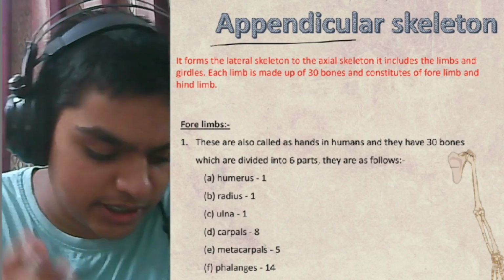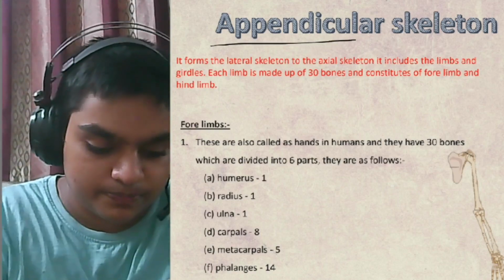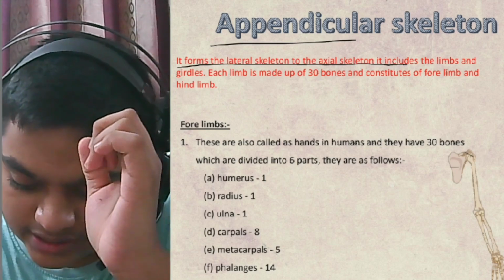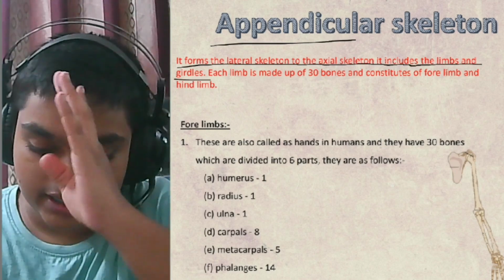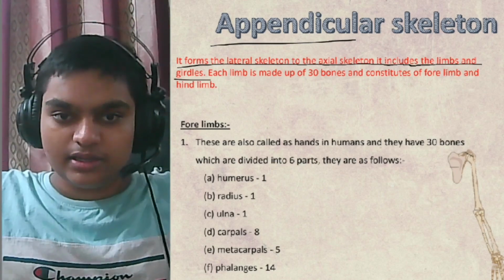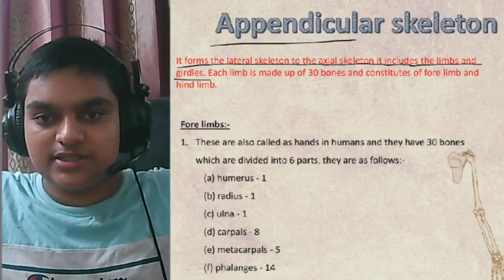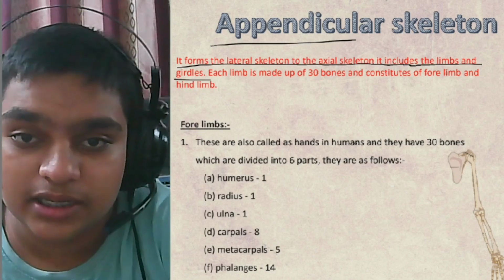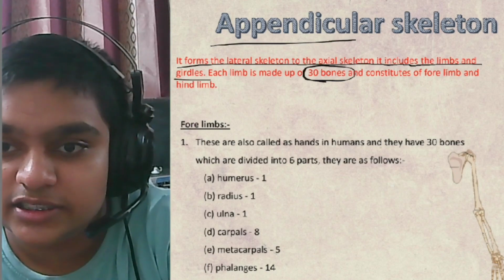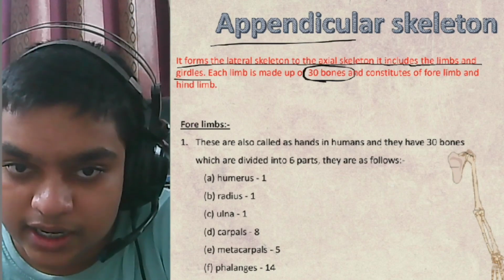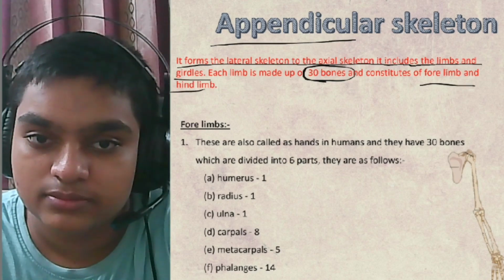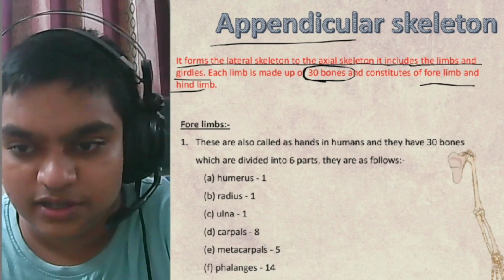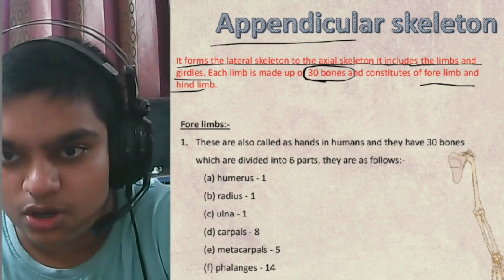Let me read what is written here. It forms the lateral skeleton to the axial skeleton, which includes limbs and girdles. This is the lateral side, and this is the axial skeleton. Interestingly, each limb is made up of 30 bones, and these limbs are constituents of forelimbs and hind limbs. In humans we call forelimbs hands and hind limbs legs, but in general we call them forelimbs and hind limbs.